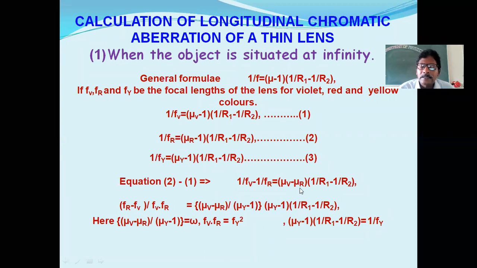Here we did something else: we multiplied the right hand side by (mu y minus 1) and also divided by the same value, (mu y minus 1), which changes nothing on the right hand side. After multiplying and dividing by (mu y minus 1), we get (mu y minus 1) into (1 by r1 minus 1 by r2). This term is equal to 1 by Fy from equation 3. So, in place of (mu y minus 1) into (1 by r1 minus 1 by r2), we can write 1 by Fy. Then (mu v minus mu r) remains as it is, divided by (mu y minus 1).